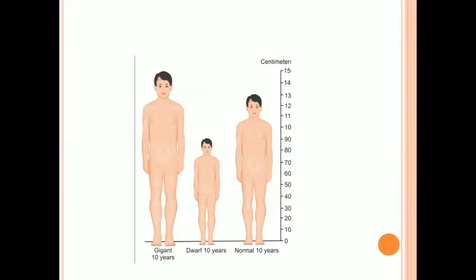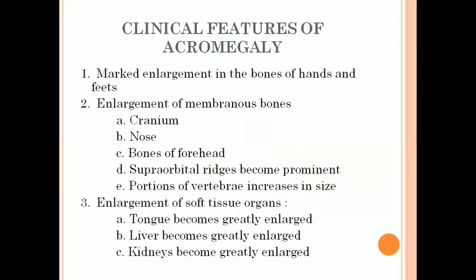The normal person is around 130 centimeters at the age of 10 years, while the dwarf is only around 90 centimeters. This shows that he is of short stature as there is deficiency of growth hormone. A gigant is around 150 centimeters. He is very tall because of excess growth hormone secretion before the fusion of epiphyses, which leads to increased bone length, which made him so tall. Understood? This picture shows very clearly and makes you understand a dwarf and a gigant.